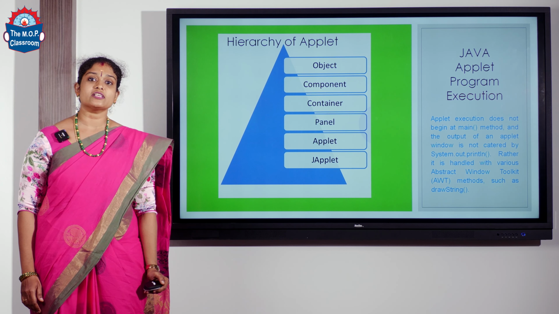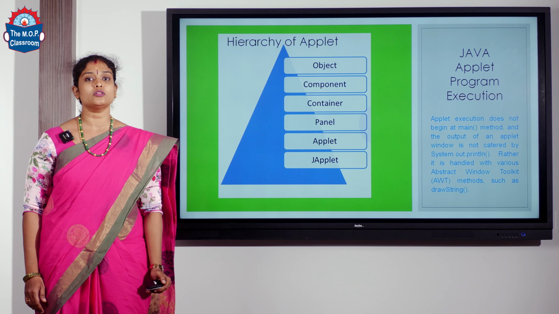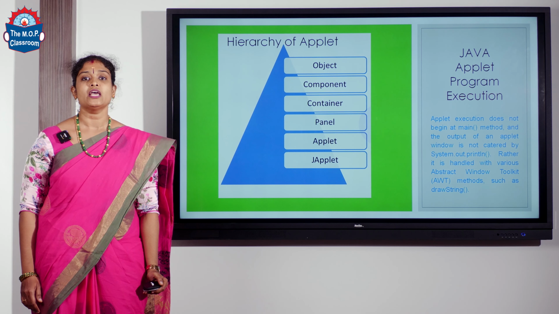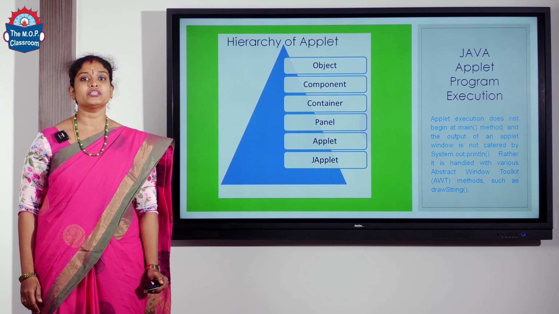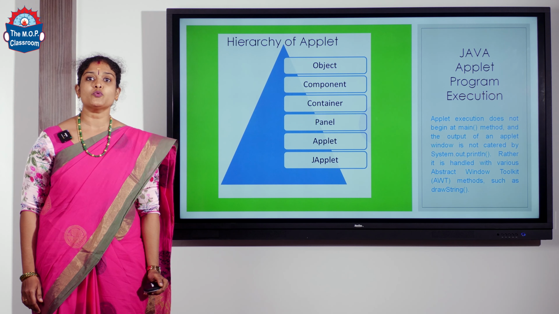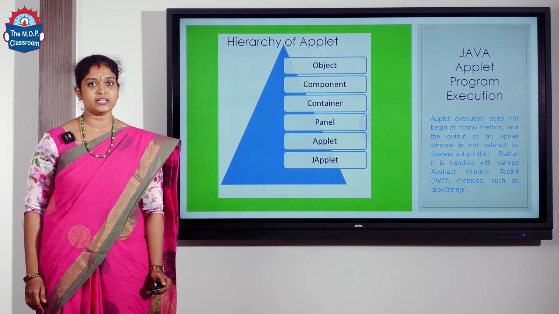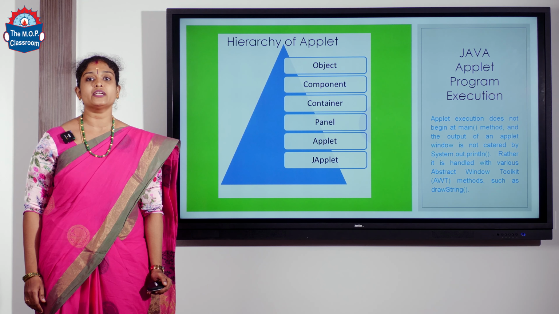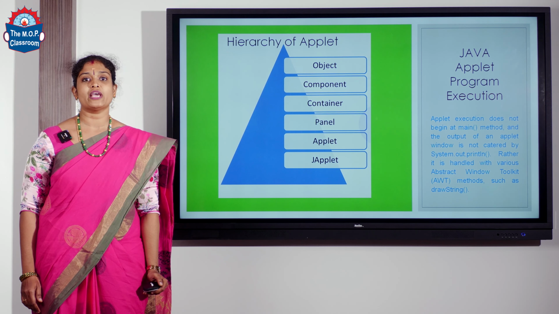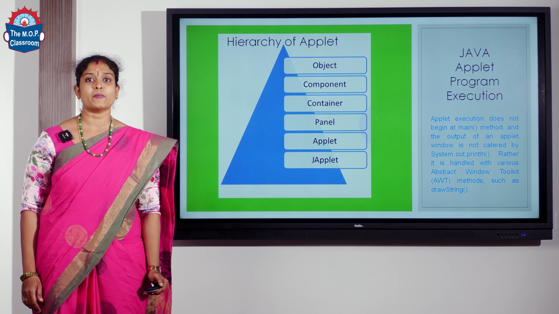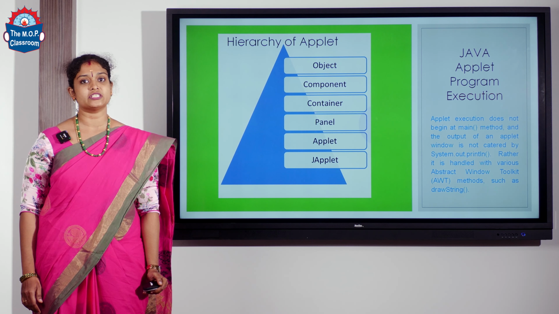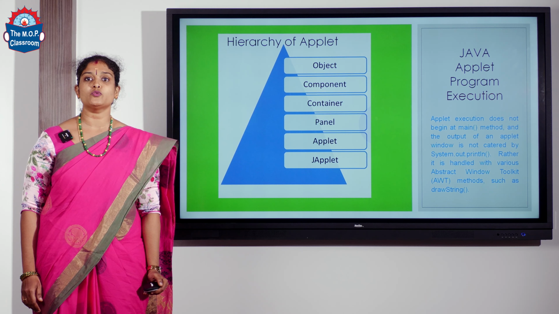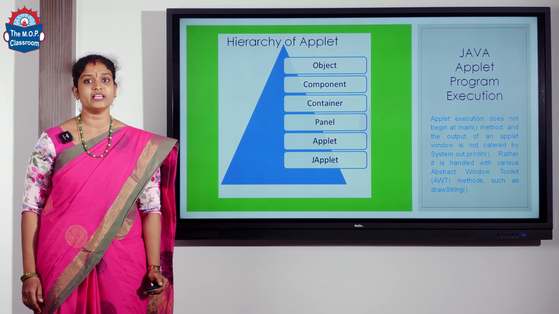All these methods, drawString, drawArc, drawOval, are inherited from the java.awt.Component class. So we need to understand the hierarchy of applets. Only then can we incorporate all those methods, which we have to import. All those packages have to be imported in our Java program so that we can make use of the methods and members of the classes.